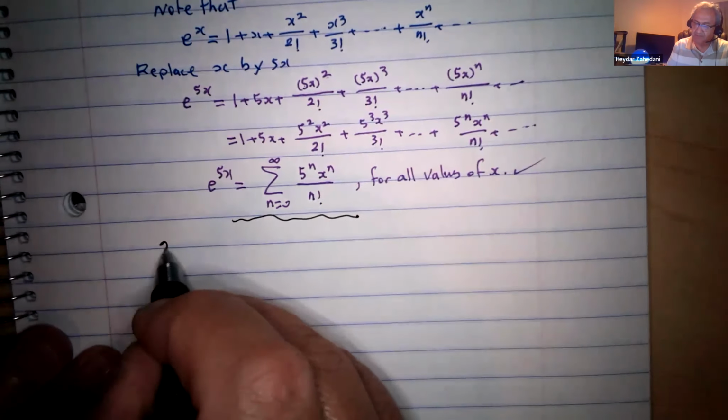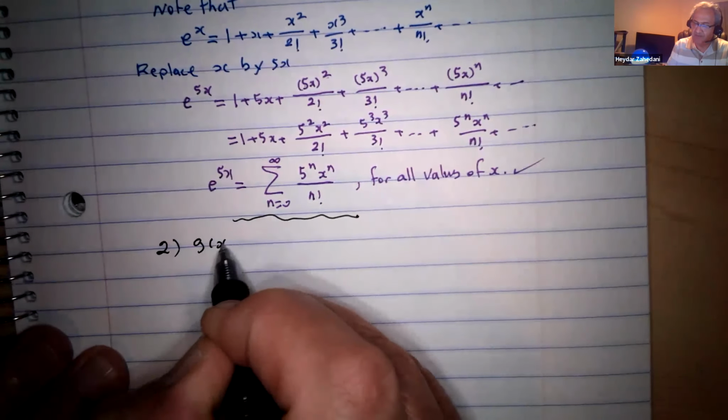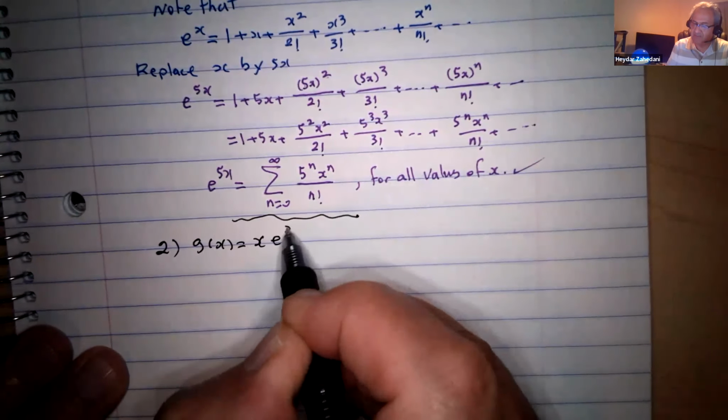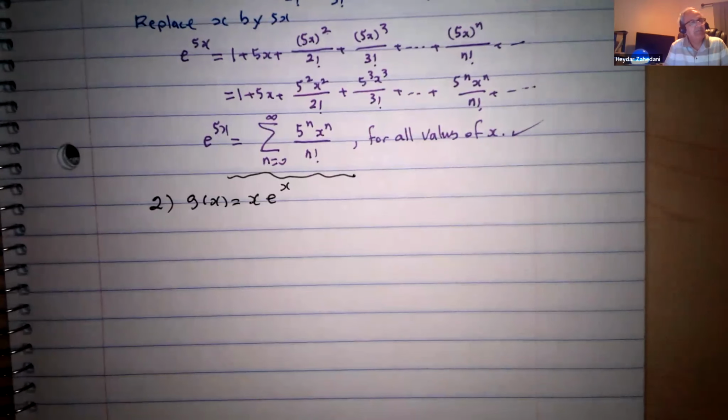The next one, g of x equal to x times e to the x. Again, if you want to go with the derivative, you have to use the product rule and it gets complicated. You don't need it. You know e to the x. e to the x can be written as the powers of x.